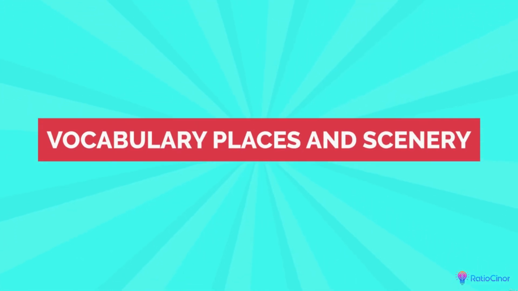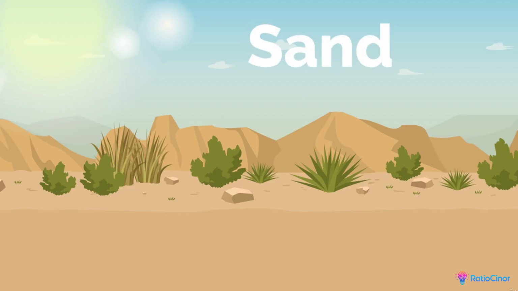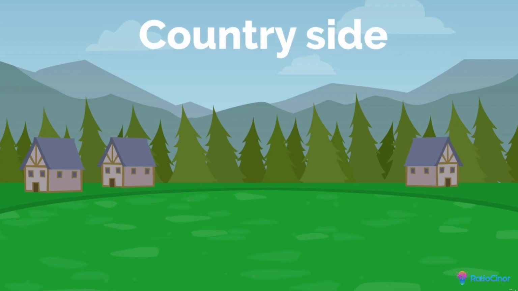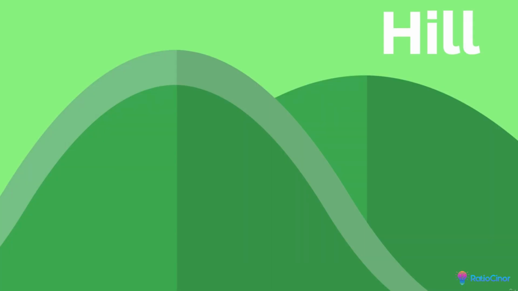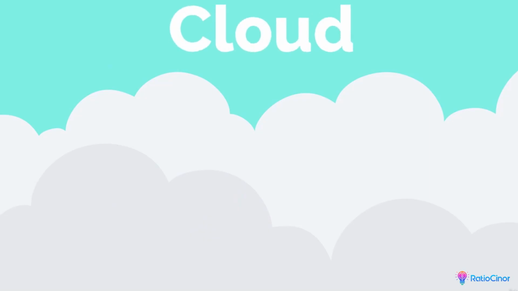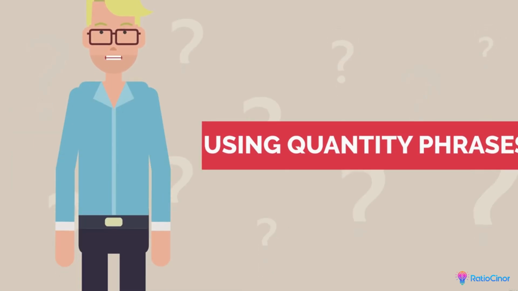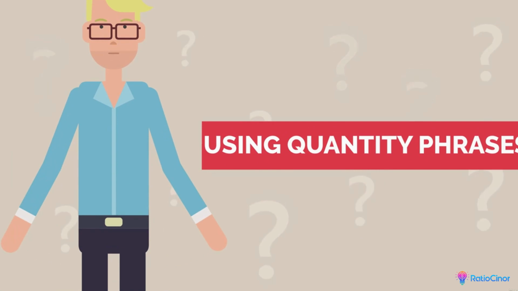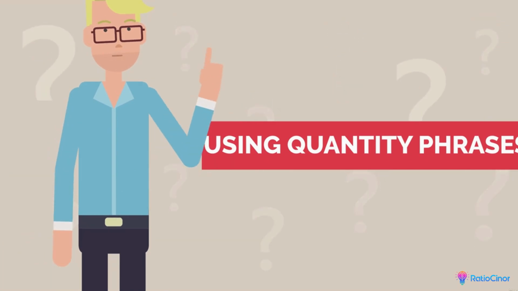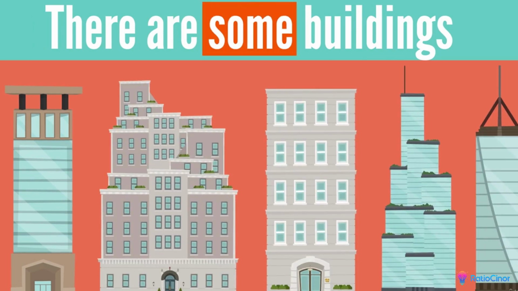Vocabulary: places and scenery. Beach, sea, sand, grass, countryside, tree, hill, river, lake, mountain, cloud, sky. Using quantity phrases. English has many different phrases for quantities when the exact number is not known. There are some buildings. Use some when there is more than one, but you don't know exactly how many.